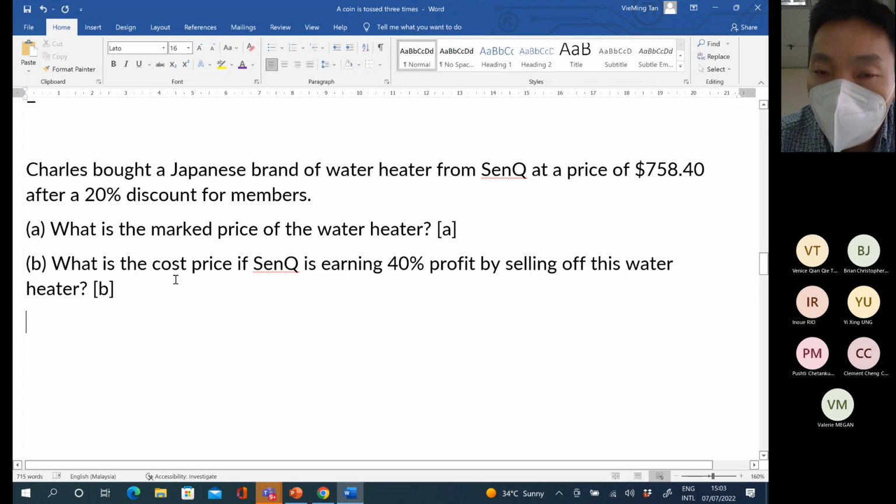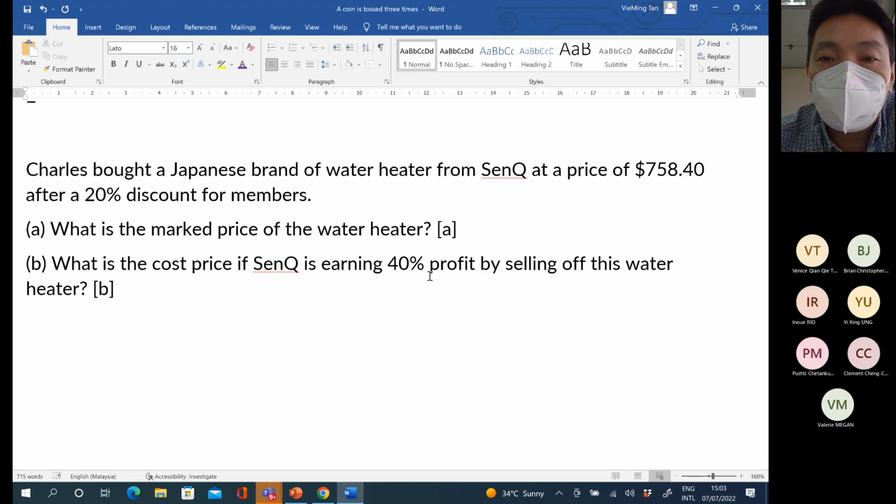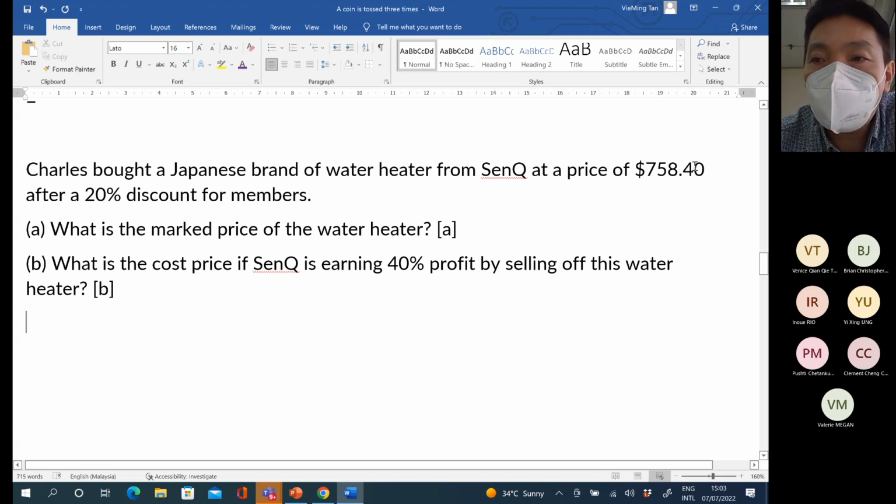Okay. If SenQ managed to get 40% profit by selling the goods of the heater, 40% profit can be gained by SenQ. Okay. Then what is the cost price? Okay. If this is the selling price, so what is the cost price?